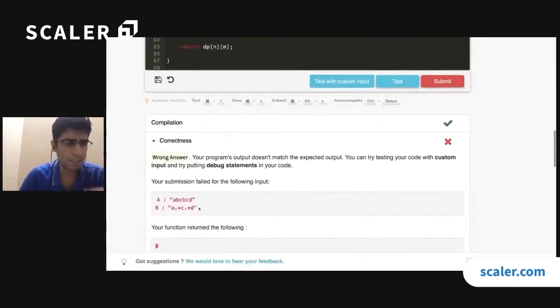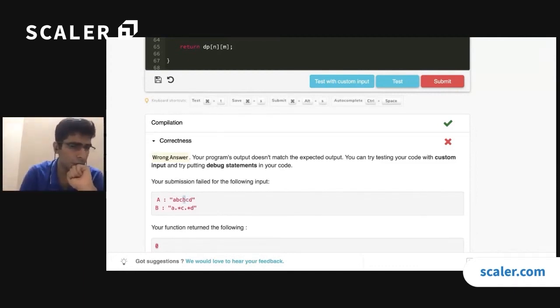Let us try to take this case and then see where we are failing. A, B, C, B, C, D, and A dot star, C dot star D. In this case, this dot star is representing this B, and this dot star is representing this B and C. Okay. If the previous character is a dot, then it can match any number of the previous characters, right? Yes, then it can actually match any number of the previous characters.